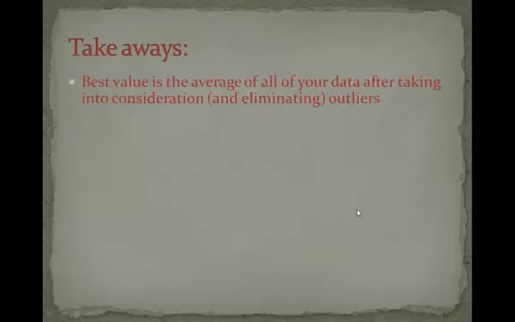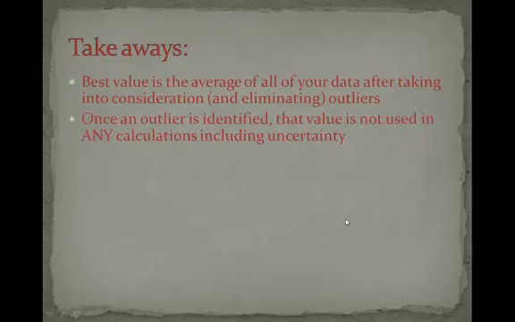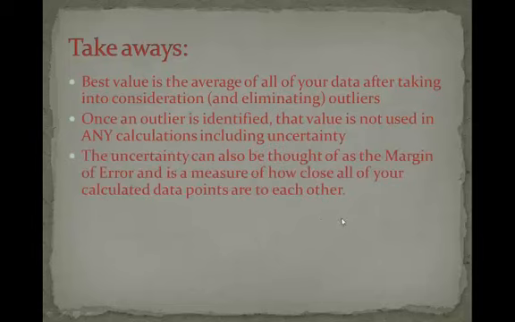Best value is the average of all your data. You take into consideration and then eliminate outliers. Once an outlier, always an outlier. If you have one that's discrepant and far away from all the others, you don't ever include it. So that's what this is saying. You do not include it in any of your calculations. You don't turn around and put an outlier back into a calculation for uncertainty.